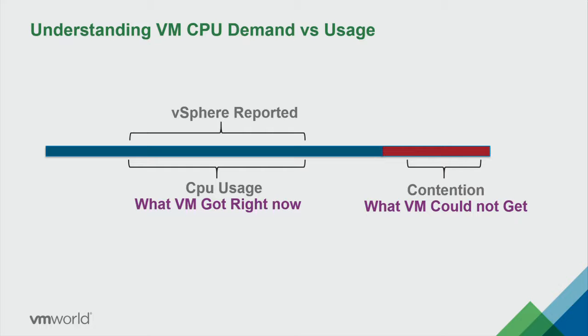Now, when you look in vSphere, they have this concept of usage. And when you look at usage, this blue bar, usage is what the hypervisor allowed the VM to get. Now, why does a VM not get what it wanted? Anyone?